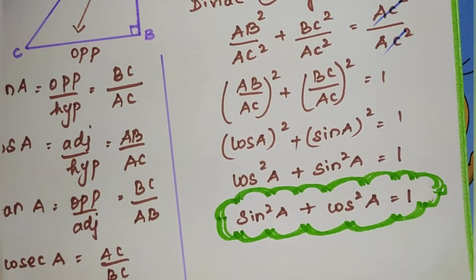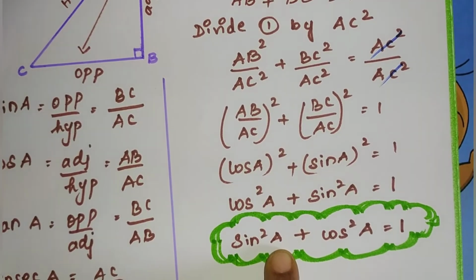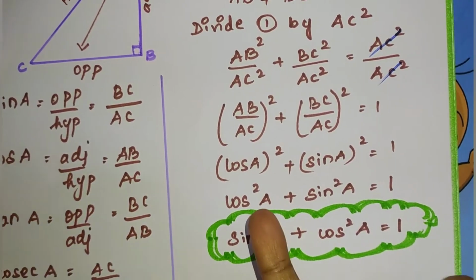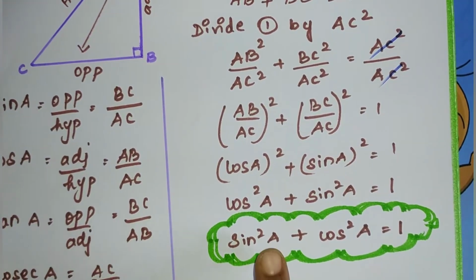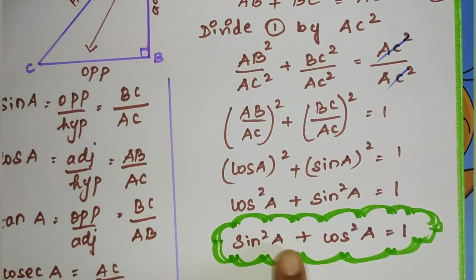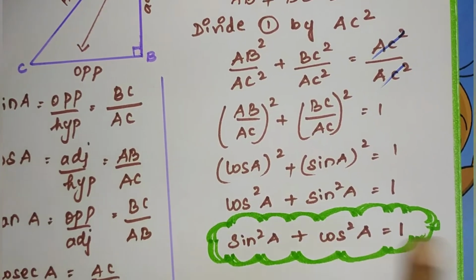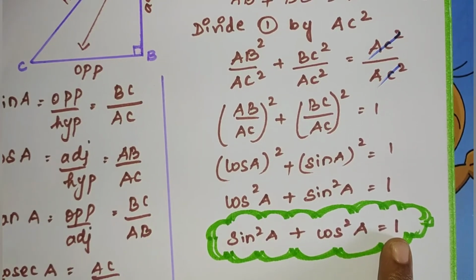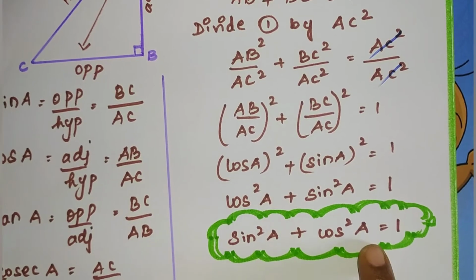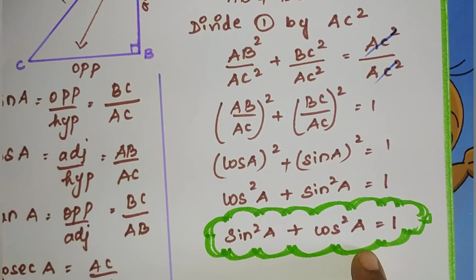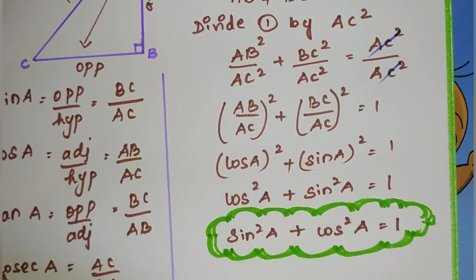Next, A represents an angle. What angles have we seen? 0 degree, 30 degree, 45 degree, 60 degree and 90 degree. Whether this trigonometric identity is true for all values of A, for all A such that 0 degree is less than or equal to A less than or equal to 90 degree, that you have to check.